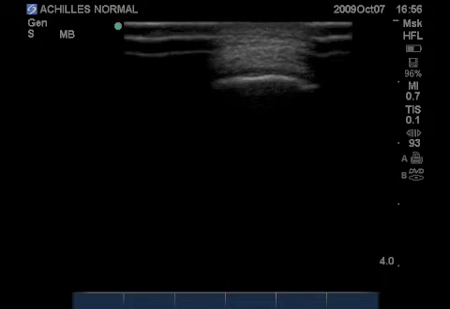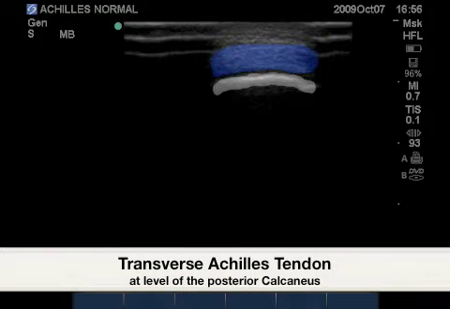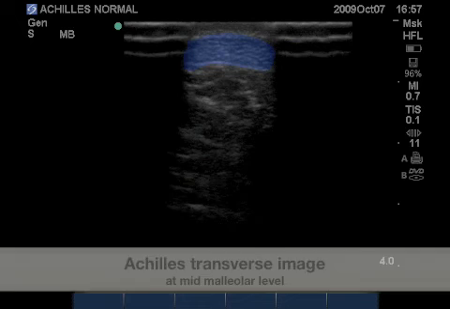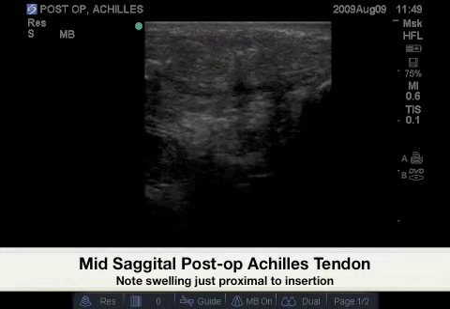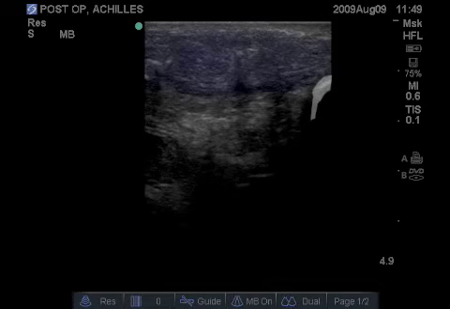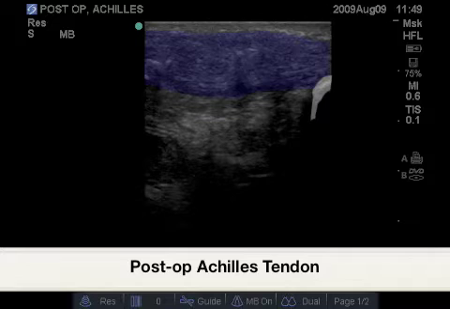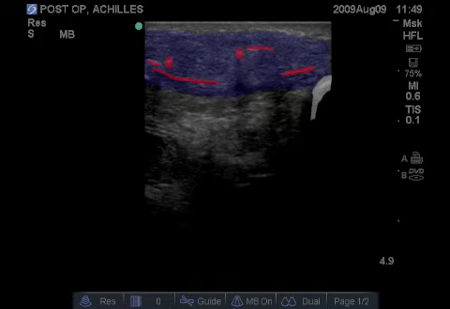Here is a cross-section of the calcaneus highlighted here in white, followed by a cross-section of the Achilles tendon superficially. Here we will see images of the normal, intact, postoperative Achilles tendon. Highlighted here is the posterior calcaneus in the mid-sagittal plane. Highlighted here in blue is the mid-sagittal Achilles tendon. Highlighted in red are the multiple sutures present throughout this postoperative Achilles tendon.